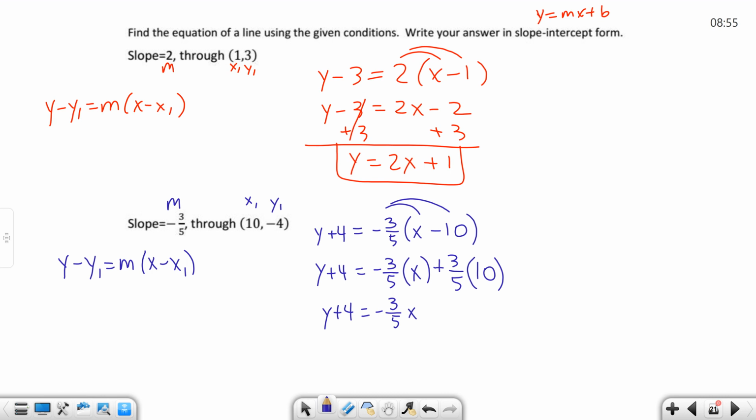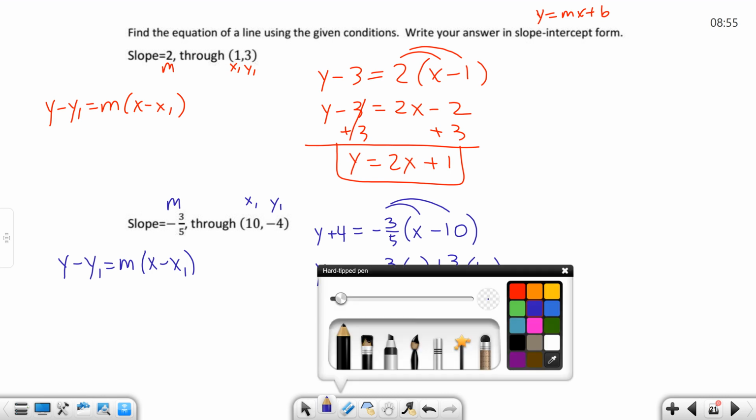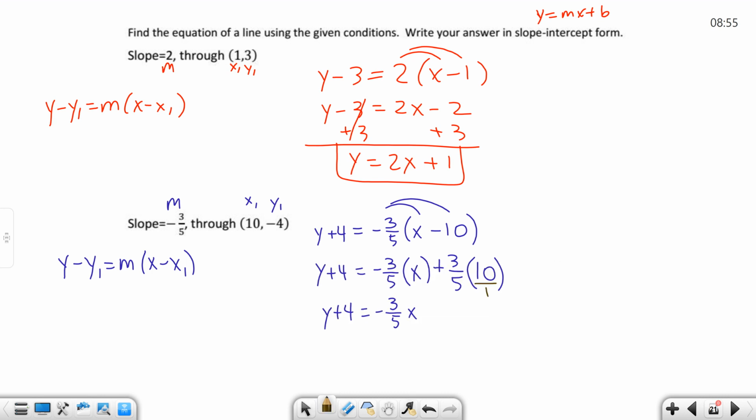Okay? So negative 3/5 x, and then here, I'm going to remind myself that this 10 is over 1. So those divide out and become a 2 over 1, right? 10 divided by 5 is 2. So then that becomes plus 6, right? 3 times 2, plus 6. Now I have one step left to do here. Subtract my 4 from both sides. So y equals negative 3/5 x plus 2.